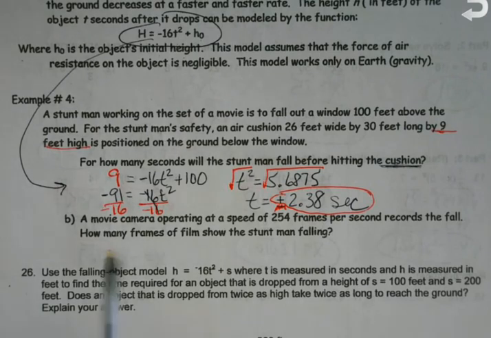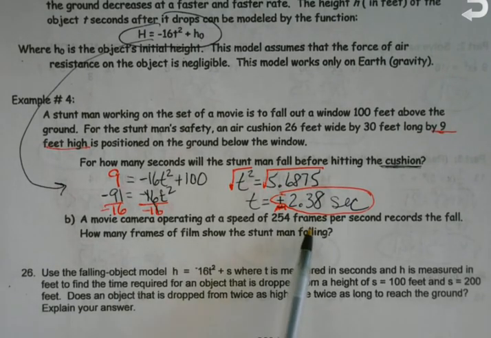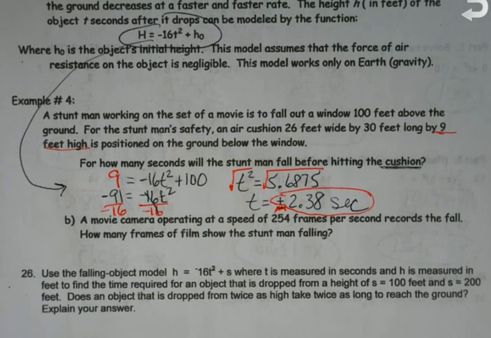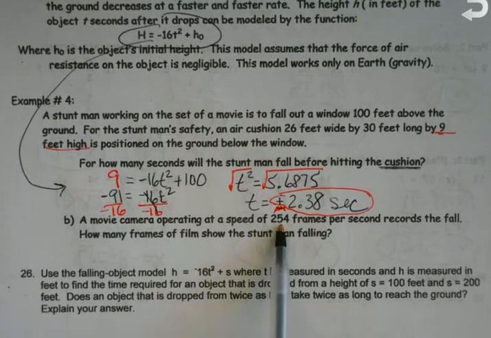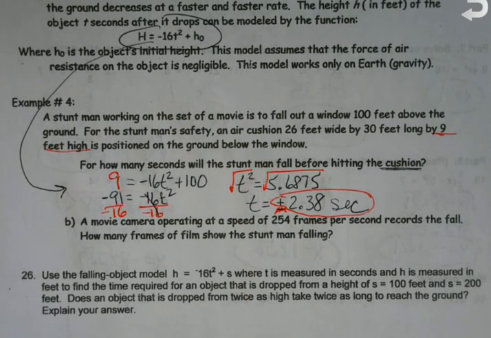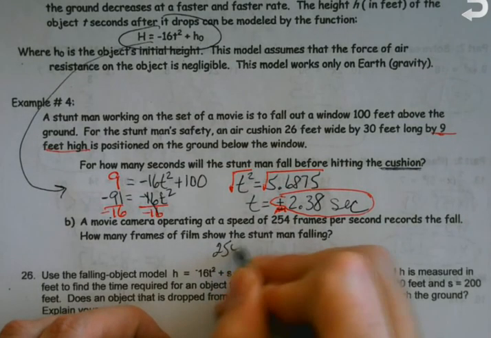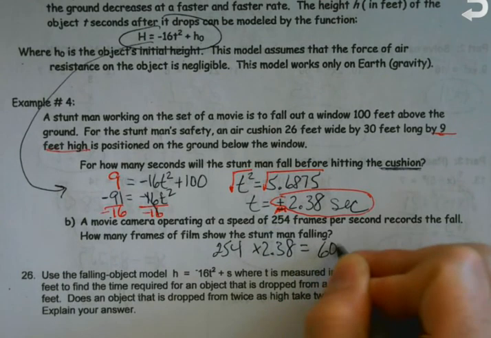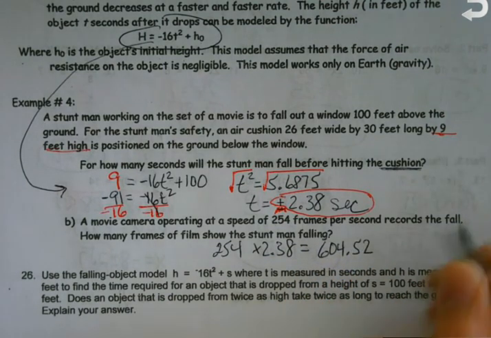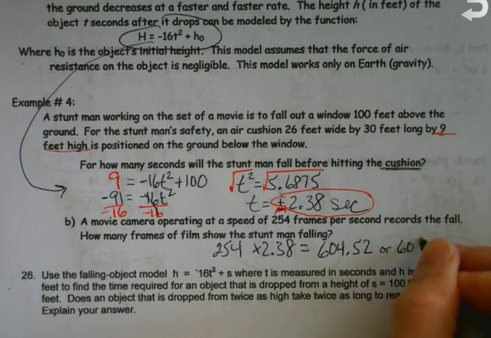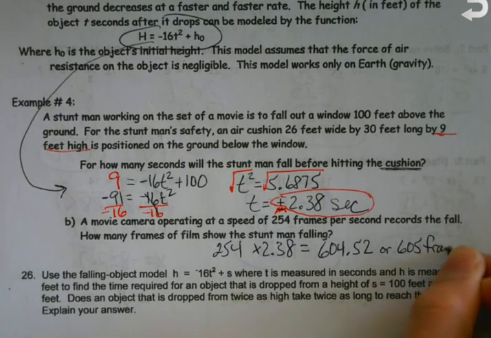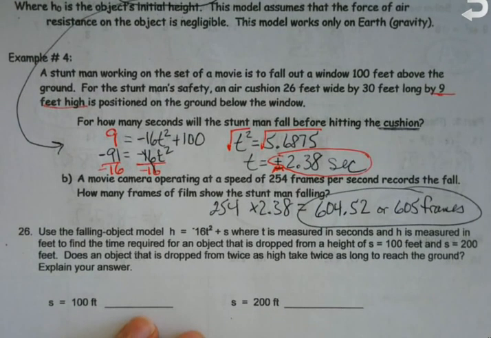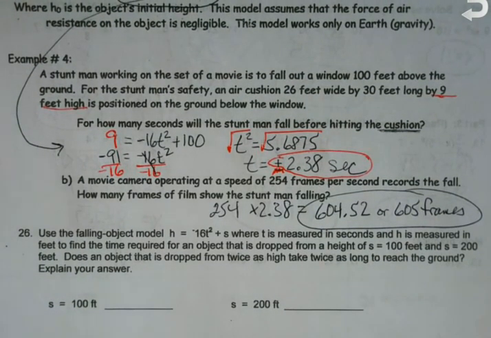So then, a movie camera operating at a speed of 254 frames per second records the fall. How many frames of film show the stuntman falling? No fancy formula here. What do I have to do with the 254? That's right. Take the 254, multiply it by the 2.38. And since he's on a partial frame here, we'll round up. About 605 frames of film are going to show this guy in his little mini freefall.